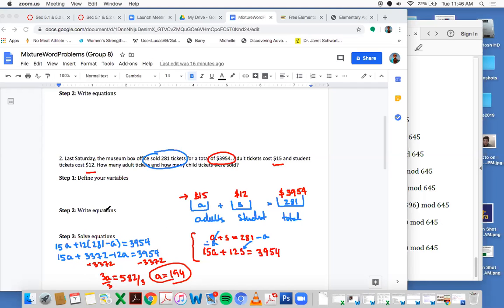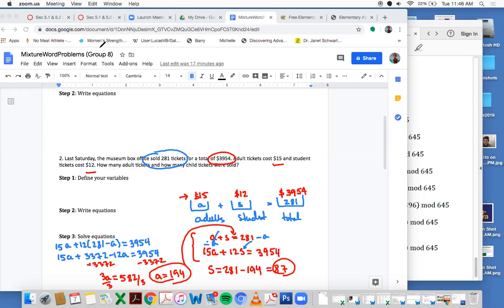Okay, so that means 194 adult tickets. All right, and then take this number and plug it into S here. So S is going to be 281 minus 194, which is 87. All right, any questions with this one? Okay, all right.